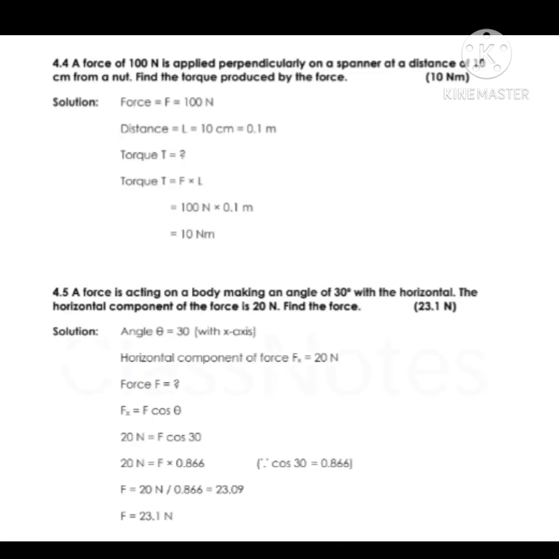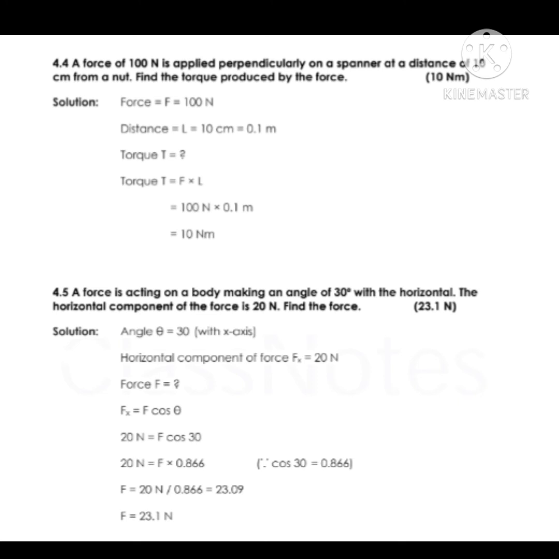And the next numerical is 4.4, that is a force of 100 Newton is applied perpendicular on a spanner at a distance of 10 cm from a nut. Find the torque produced by the force. Given data is force equals 100 Newton and the distance, that is L, equals 10 cm, that is 0.1 meter by converting centimeter into meter. So by calculating the torque, we have the formula tau equals F into L. We have force 100 Newton and L is 0.1 meter. By multiplying 0.1 into 100, we have 10 Newton meter, that is the torque.